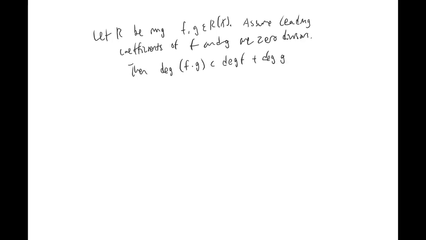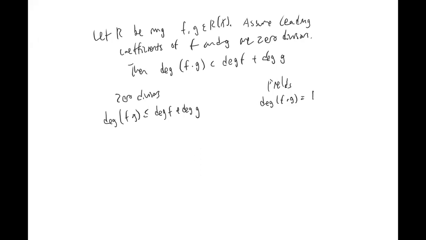So this is false. Remember, in the case where you have zero divisors, it's still possible to be equal, but the degree is less than or equal to, right? Over fields, for example, you certainly have equality. So it's certainly not the case that you can just take out the equality sign. It's still possible to have zero divisors with equality.